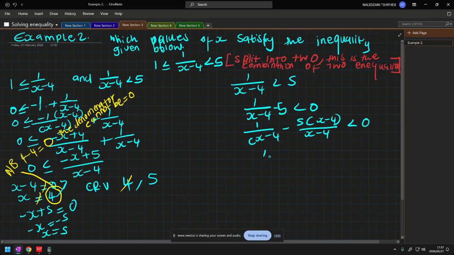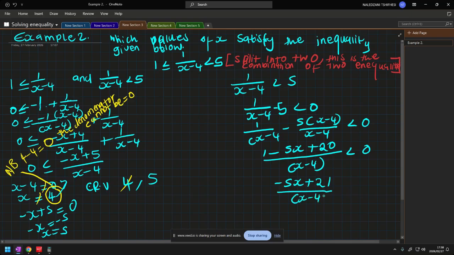And then we're going to have 1 minus 5 times x, it's going to be negative 5x, and negative 5 times negative 4 is going to be plus 20, over x minus 4. Close brackets. And then we're going to have minus 5x plus 21, because 1 plus 20 is 21, over x minus 4.